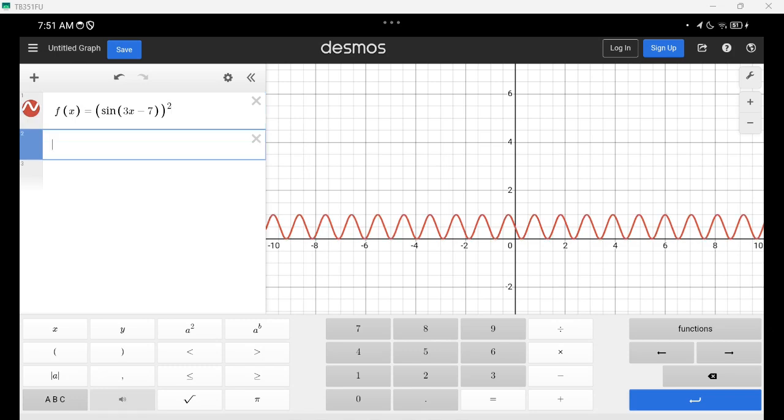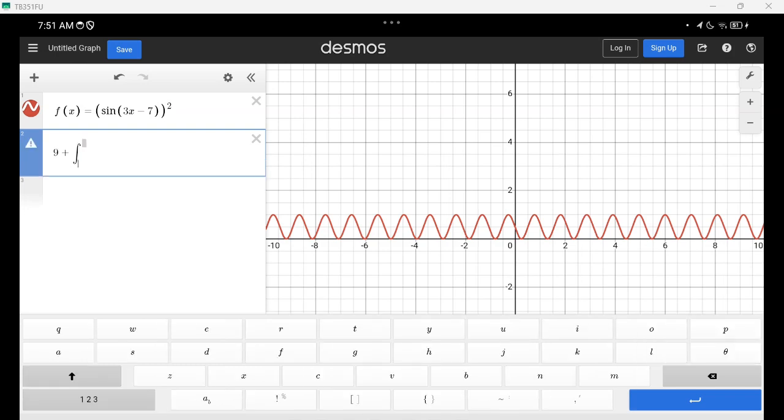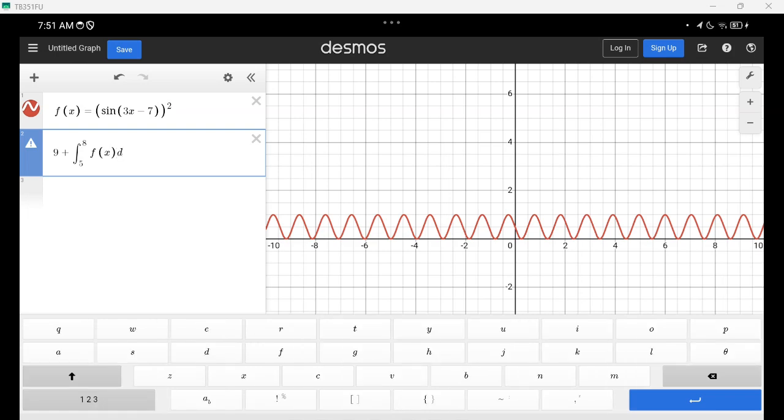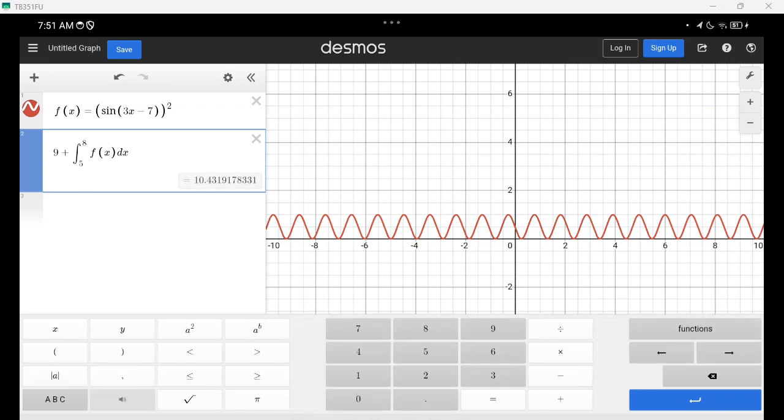So now I have a blank copy of this packet sitting right here. Instead of asking and guessing and flipping back, basically all I have to do is 9 plus the integral from 5 to 8, make sure I get those numbers right, of f of x dx. And I'm good to use f there because I'm not using x anywhere else.